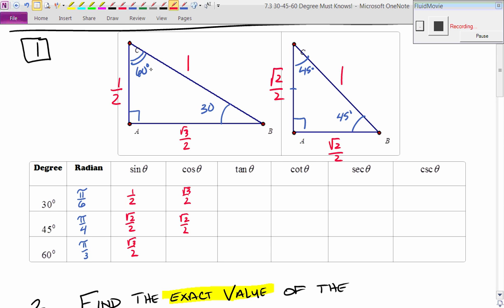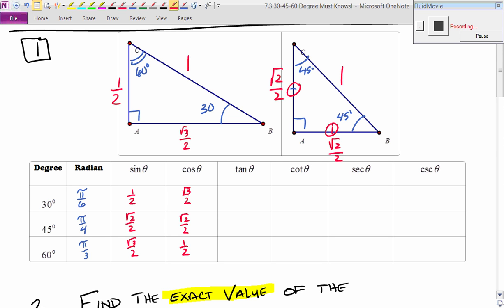Now let's check that. Let's go to 30 degrees. The cosine is the adjacent over the hypotenuse. There it is, rad 3 over 2. So what would the cosine of 60 degrees have to be? 1/2. Very good. Because it's an isosceles right triangle. Both legs are the same.